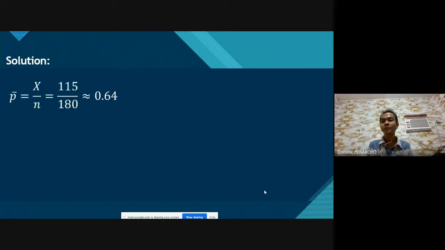All right, so don't forget the X that we're talking about here is just the portion of interest coming from the sample. That's why, kung mapapansin natin, always mataas yung ating sample size kesa sa ating X. So 115 over 180 is approximately 0.64. Madali na natin makukuha yung Q bar kasi the formula we have for Q bar is 1 minus P bar. So that would be 1 minus 0.64, which is equal to 0.36.